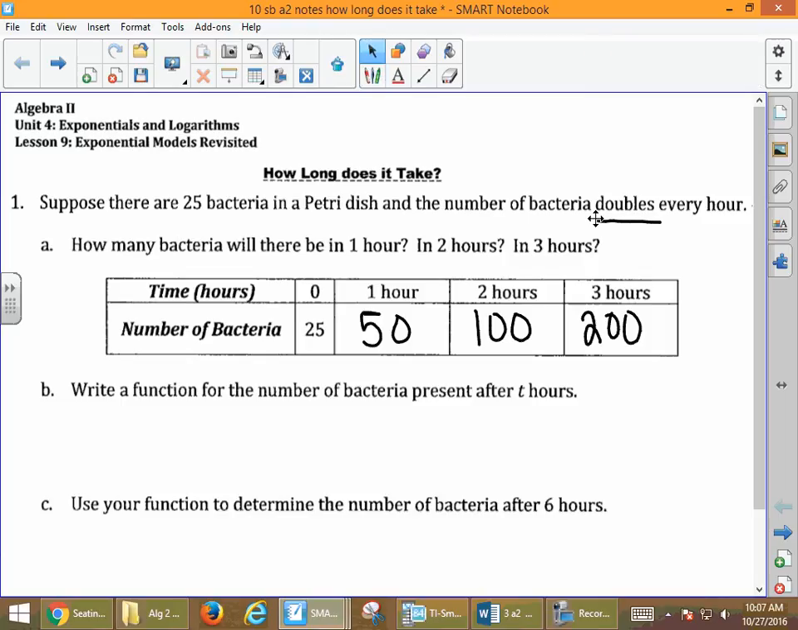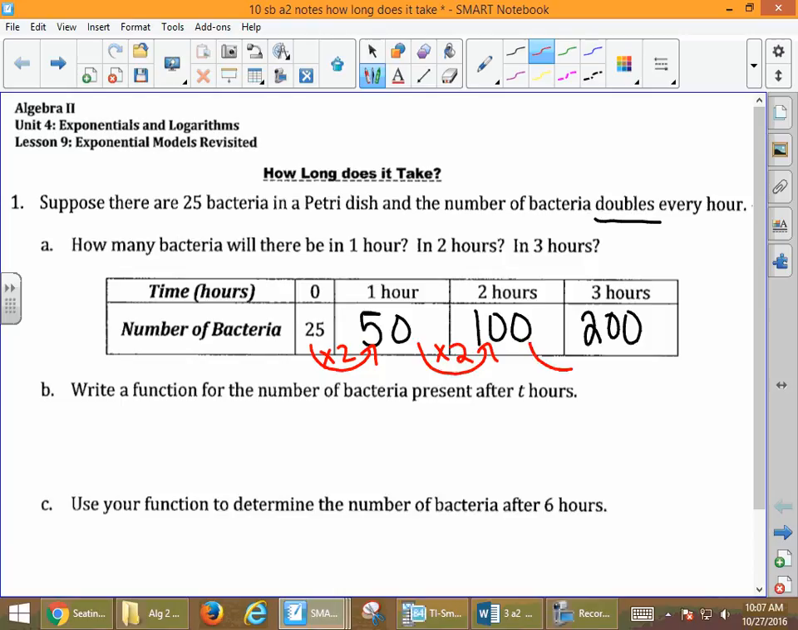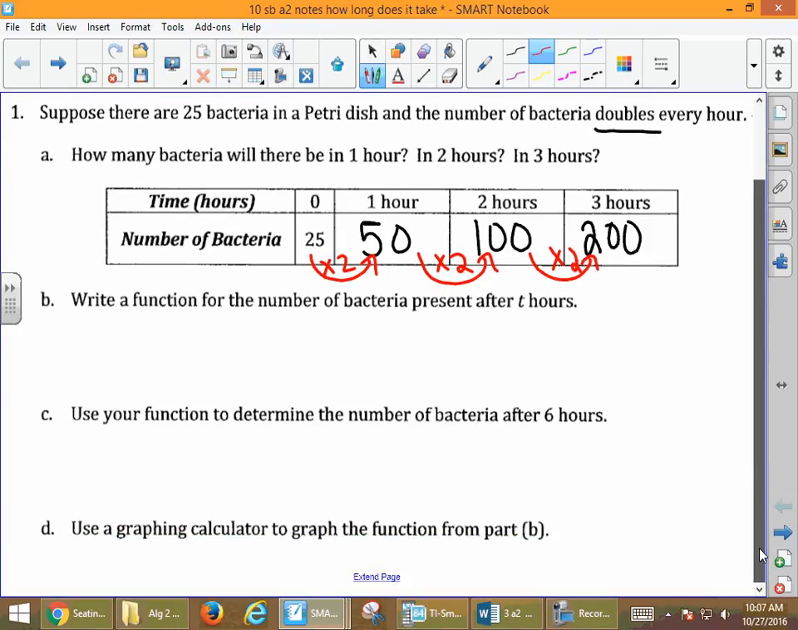And what we've been doing in this function is we've been doubling. We took 25 and we multiplied by 2. Over here, we took 50 and we multiplied by 2. We took 100 and we multiplied by 2. We want to go back on something that we learned last week. How do we write this function, or can anybody help us write this function?